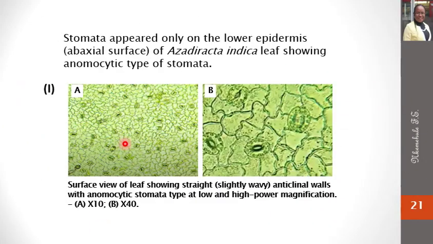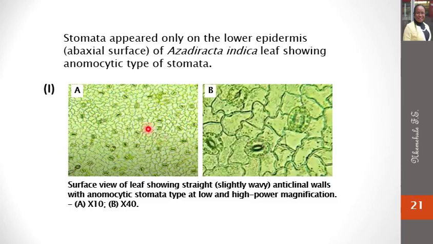The images A and B were placed here for you to appreciate the stomata type in a very common leaf drug, Azadirachta indica, family Meliaceae, commonly known as neem. The scraping of the leaf epidermis revealed an anomocytic type of stomata. Interestingly, the stomata appeared only on the lower epidermis.